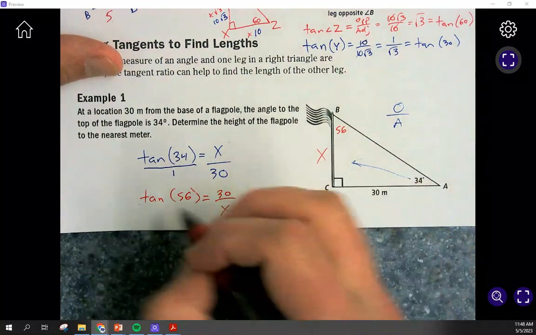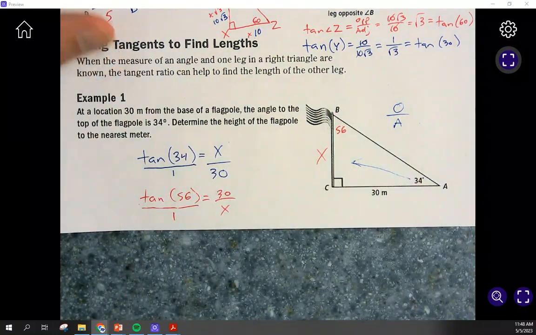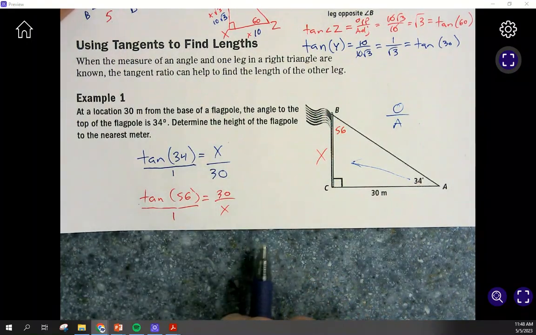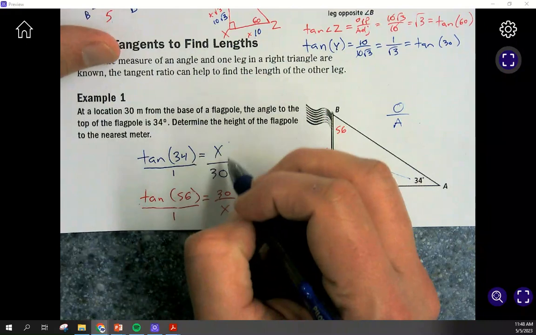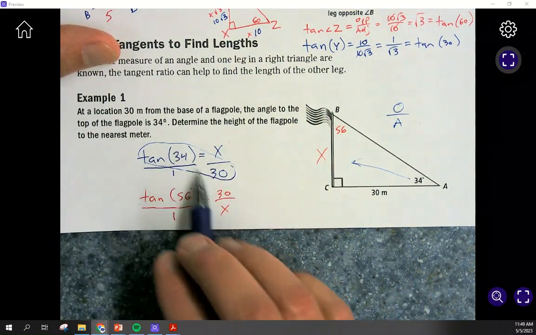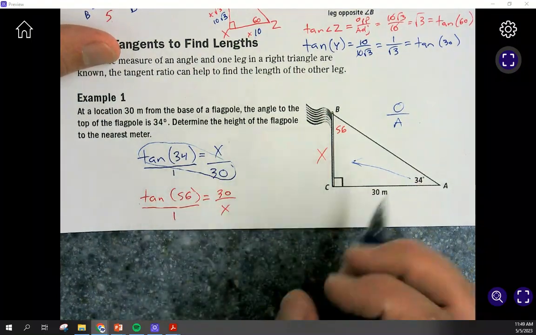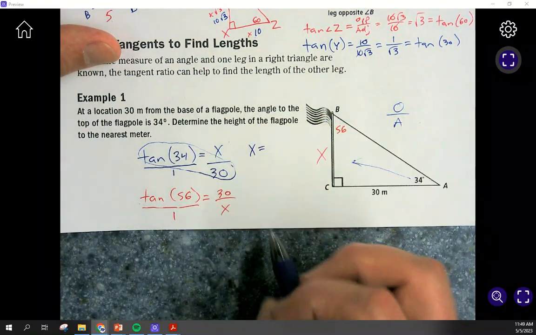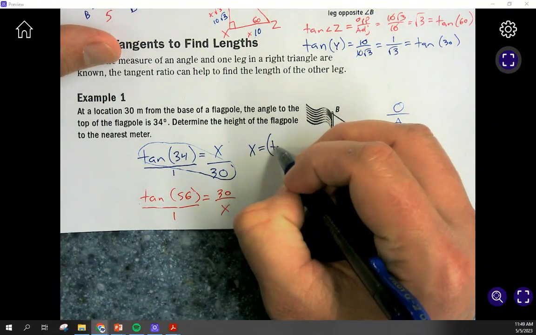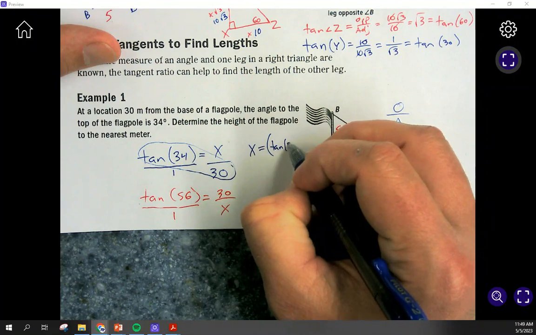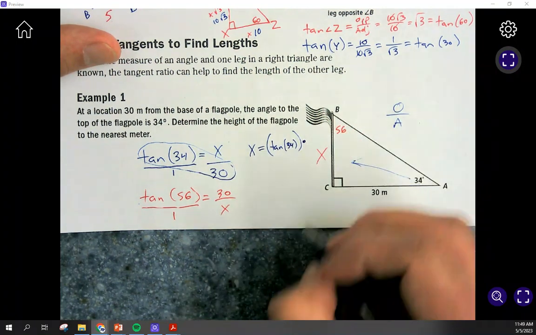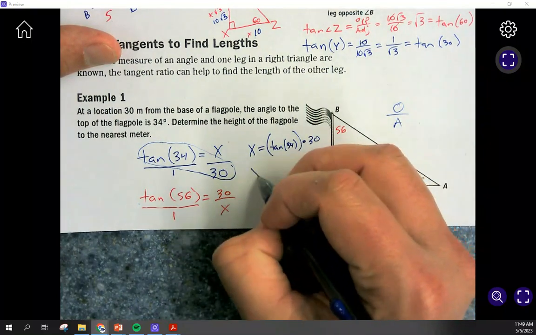So you can always put these over 1, because anything can be put over 1. And think about what you would do if you were cross-multiplying your proportion, and that will tell you how to solve these. So for this one, in the cross-multiplying spot, I've got those two numbers. X would get times by 1. So x is just going to equal this times this. So I'm going to write it out. You don't have to write this out once you get in your work, but for your notes, you probably want to write it out. Tangent of 34 is being multiplied times 30.